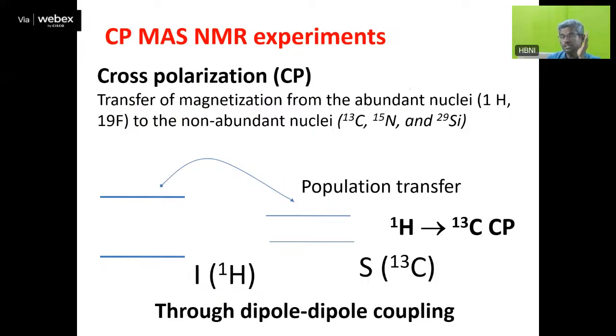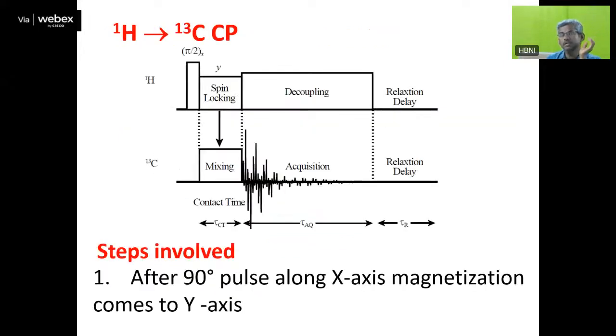It is essential that dipole-dipole coupling is present. Without dipole-dipole coupling, this transfer will not take place, so one has to maintain it. Then only we will get cross-polarization. In this pulse sequence, two nuclei are in resonance: one is proton and another is carbon-13. So this is an example of a double resonance technique.